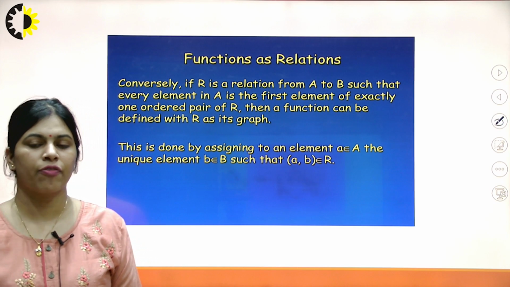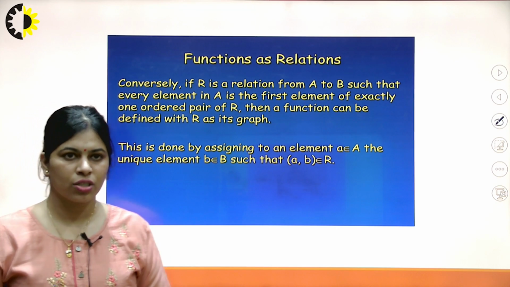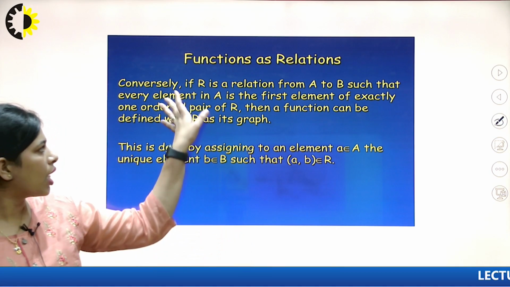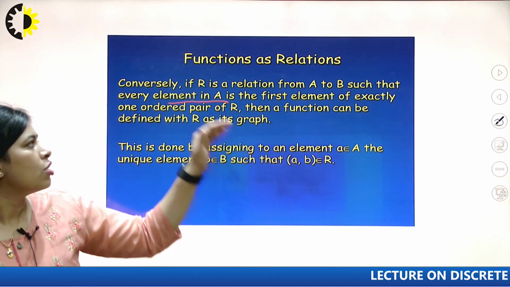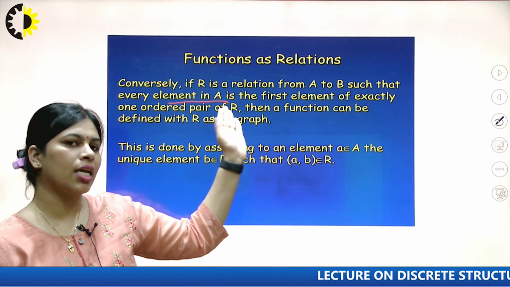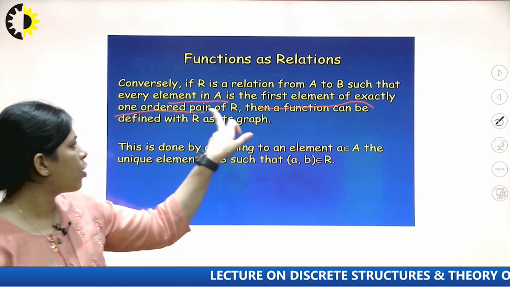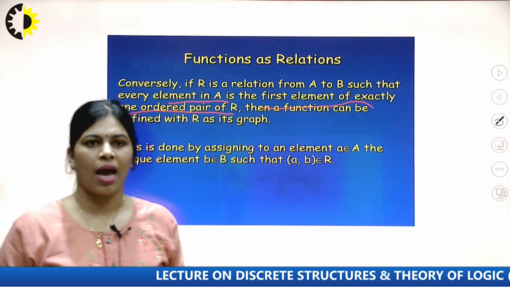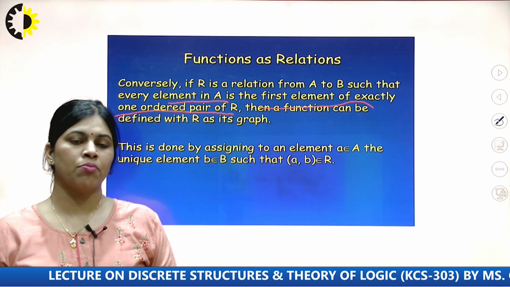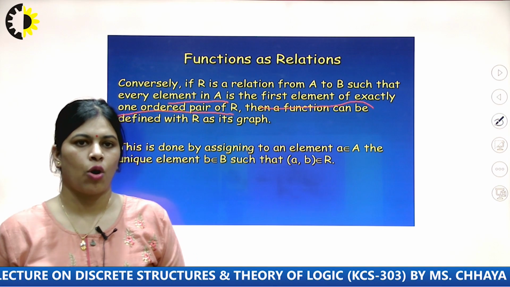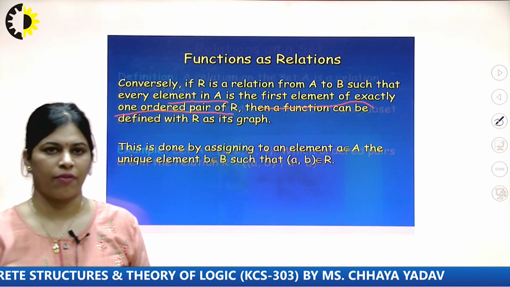Here is another example. If R is a relation from A to B such that every element in set A is the first element of exactly one ordered pair of R, then a function can be defined with R as its graph.